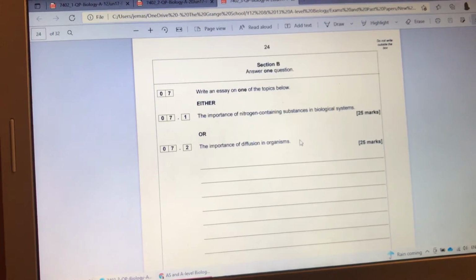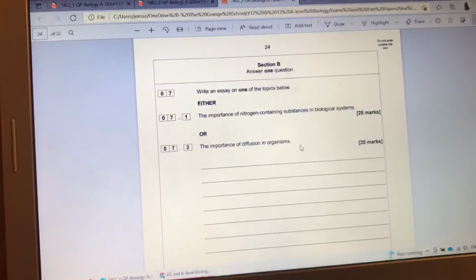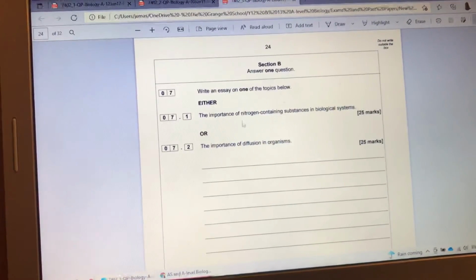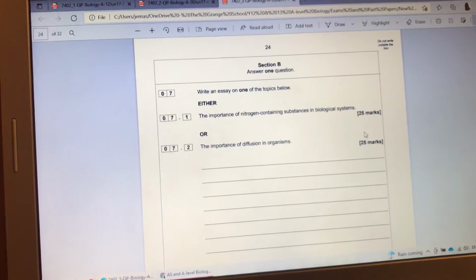Here we go. So right at the end you get your essay page that looks like this. And it will give you a choice of 2 essays. They're worth 25 marks: 16 marks for scientific content, 3 for the breadth of your content, so like getting stuff in from as many different topics as you can, 3 marks for relevance, so don't go off topic, and 3 marks for your quality of written communication. I'm 99% sure that's still the case.